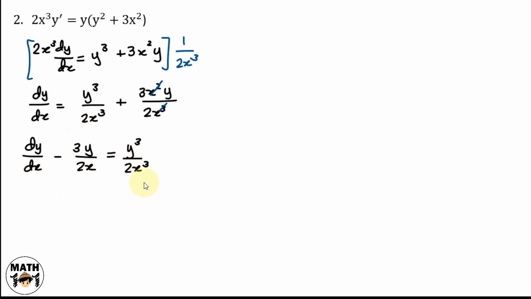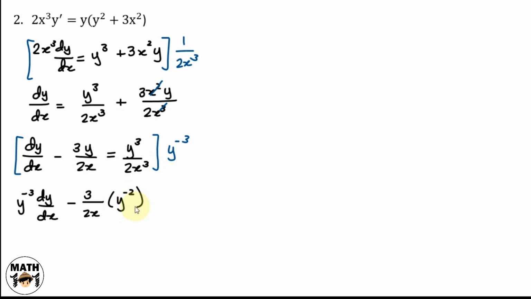We can see na naisulat na natin to sa standard form ng isang Bernoulli equation. Divide natin yung whole equation by y cubed para ang matira na lang sa right hand side is a function of x. And that's the same with multiplying the whole equation by y raised to negative 3. And we'll get y raised to negative 3, derivative of y with respect to x minus 3 over 2x, for y, 1 plus negative 3, that is y raised to negative 2 equals, this can be cancelled. Ang nasa right side na lang is 1 over 2x cubed.